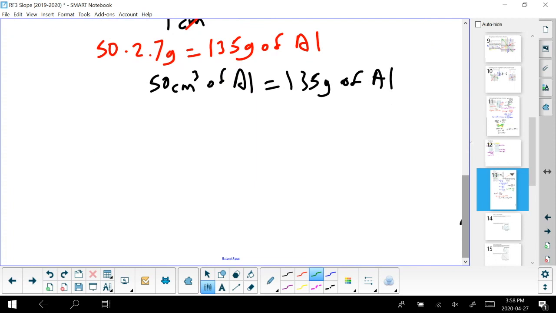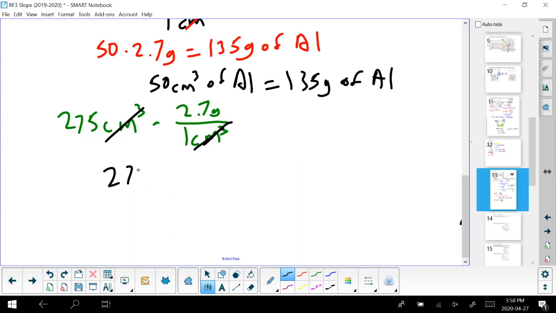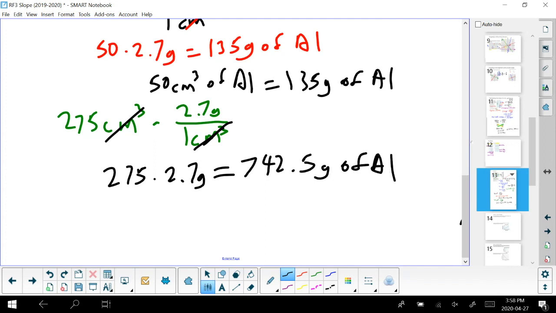So we can state that 50 cubic centimeters of aluminum is equal to 135 grams of aluminum. For the next one, we know we're working with 275 cubic centimeters of aluminum, and we're going to multiply that by our proportion. We know that we've got 2.7 grams per 1 cubic centimeter. Let's get rid of our cubic centimeters, and we're left with 275 multiplied by 2.7 grams. So 275 times 2.7 grams is equal to 742.5 grams of aluminum. So we know that 275 cubic centimeters of aluminum is equal to 742.5 grams of aluminum.